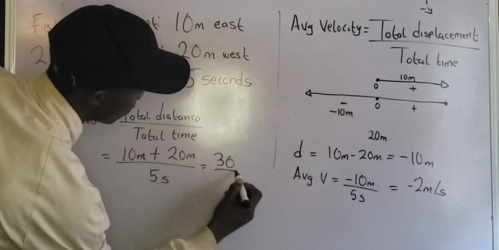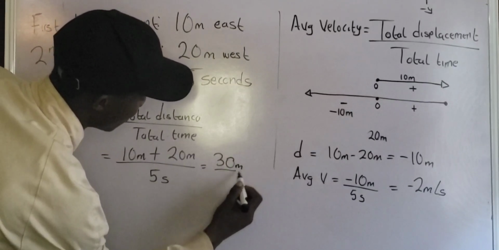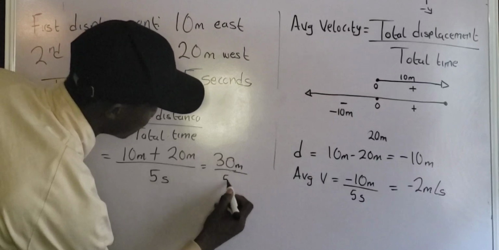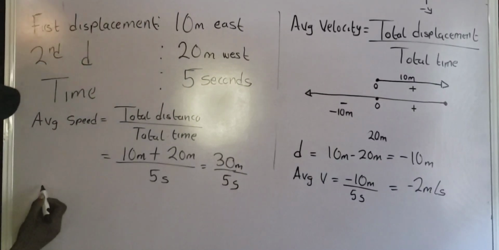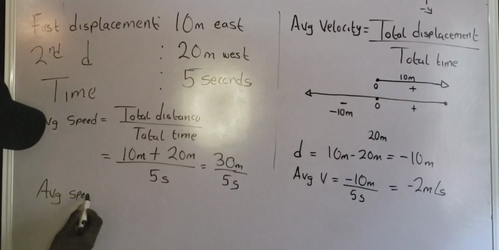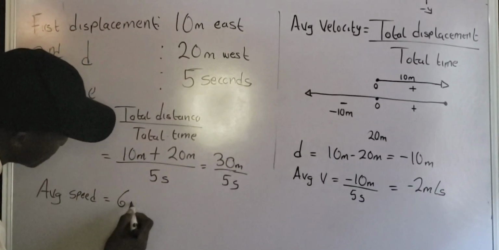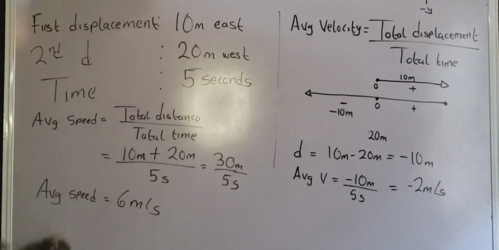So that will be what? 30 meter all over 5 seconds. So the average speed is equal to 30 divided by 5, that is 6 meter per second. Do you understand? So because the total distance is the total length traveled by the object. Are you getting it? Now I want you to take notes.